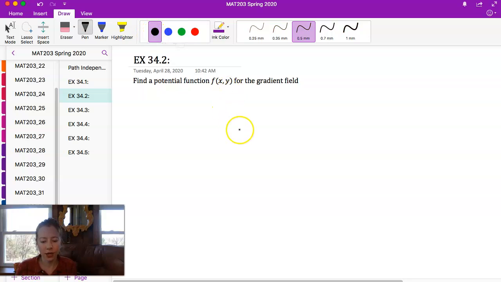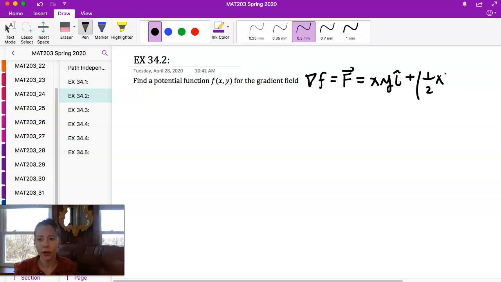All right, so the next one is we want to have the following gradient field. So grad f is going to be equal to our vector field, which is x y i hat plus 1/2 x squared plus e to the 3y j hat. Okay, so let's begin. And pause it if you want to try it on your own, of course.